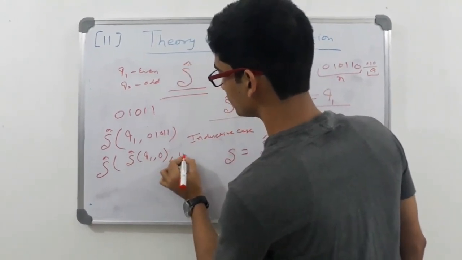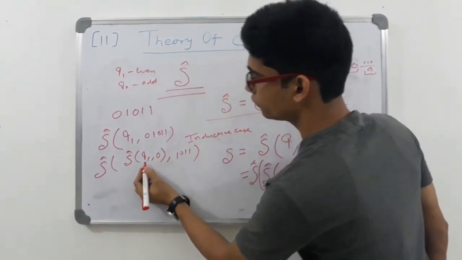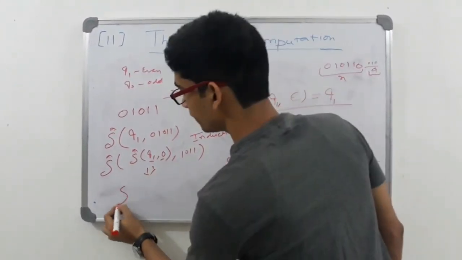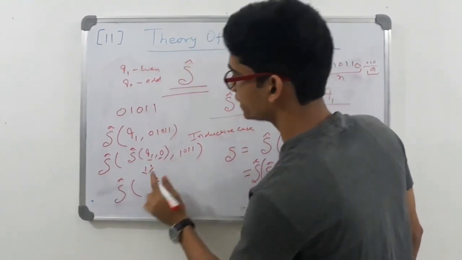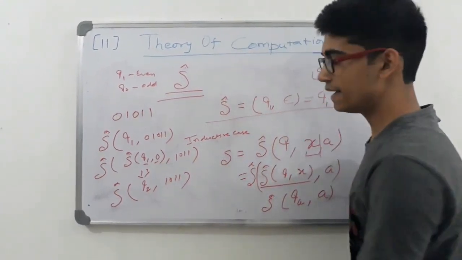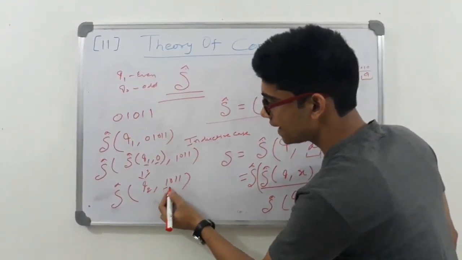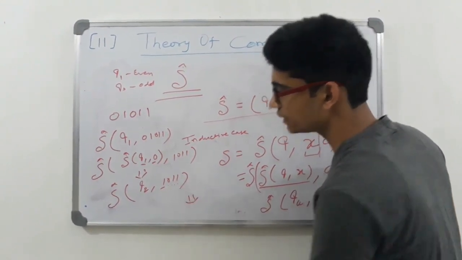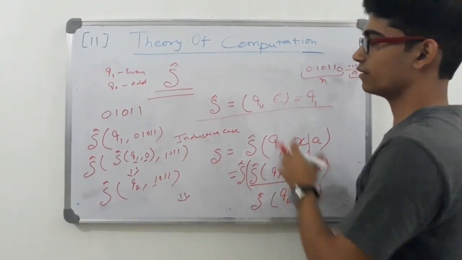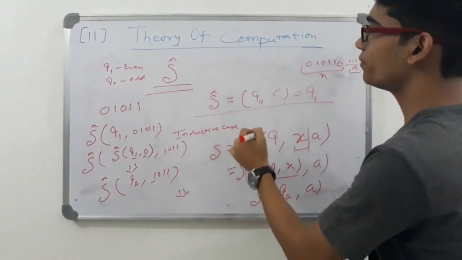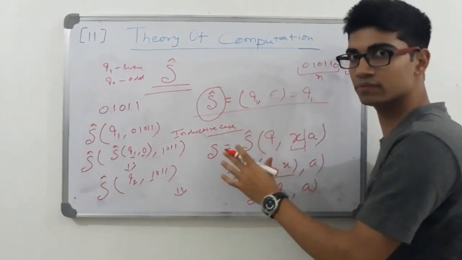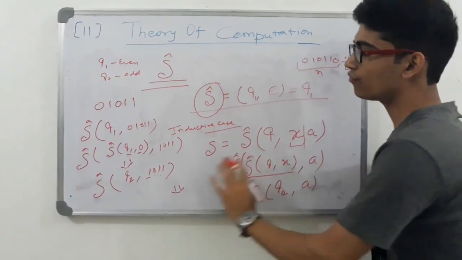I scan 0. So from Q1, when 0 will be scanned, we will get some state. Say, what will be the state? The state will be changed, we go to Q2, and then this one. So similarly we can do this, and one by one we can reach a final state, isn't it? So this was the way of doing it, okay? This was the formal way of doing it, and this is known as the delta hat. We have inductive, you know, this is not very difficult. Just realize this is the formal way of doing it.